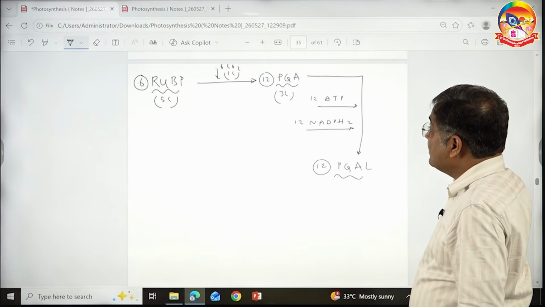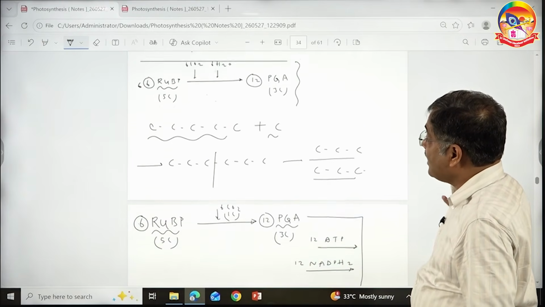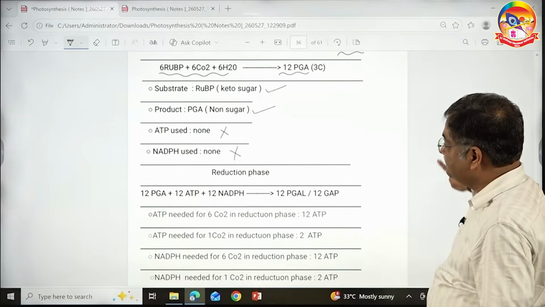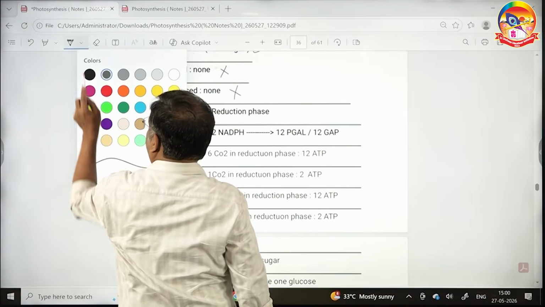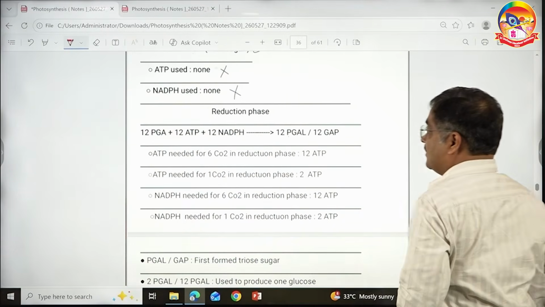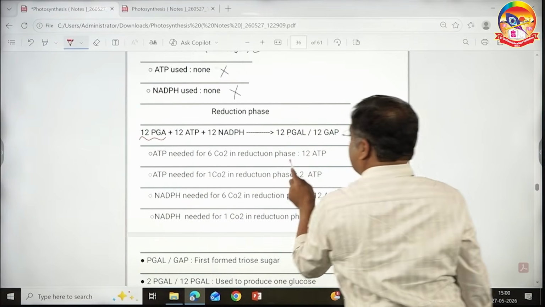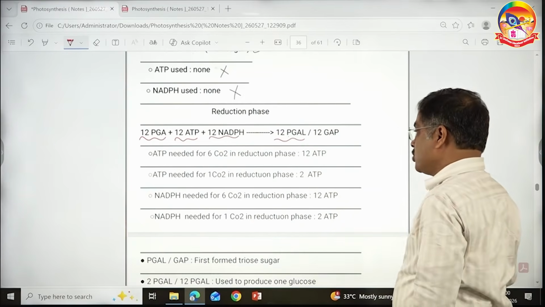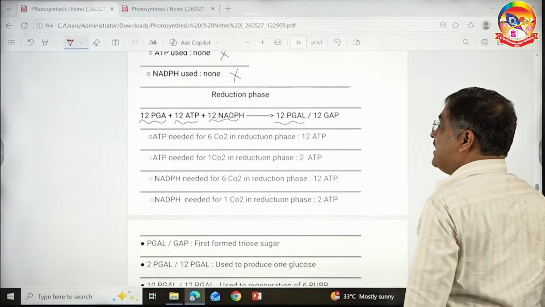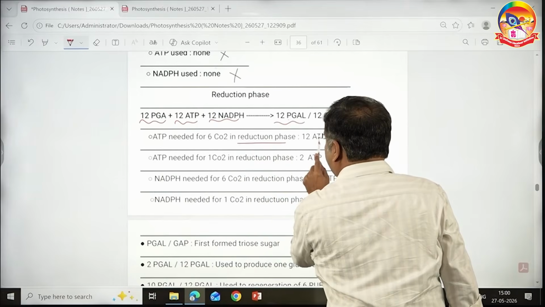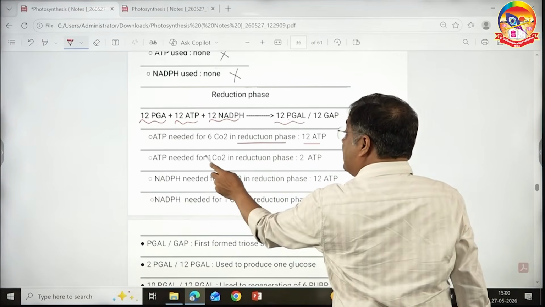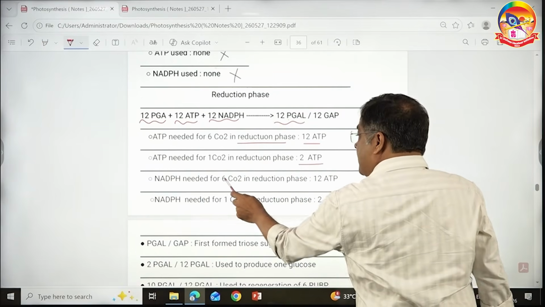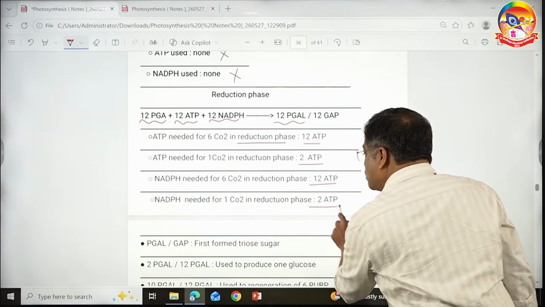Let us read what is there under reduction phase. What I have written under reduction phase. All right, let us see. Reduction phase is the next step. I'll change the pen. All right, reduction phase. Please concentrate here. 12 PGA molecules are converted to 12 PGAL. In this, 12 ATP and 12 NADPH2 are needed. ATP needed for 6 CO2 in the reduction phase is 12. ATP needed for 1 CO2 in the reduction phase will be 2. As simple as that. Same way, NADPH for 6 CO2 is 12 and for 1 CO2 it is 2.